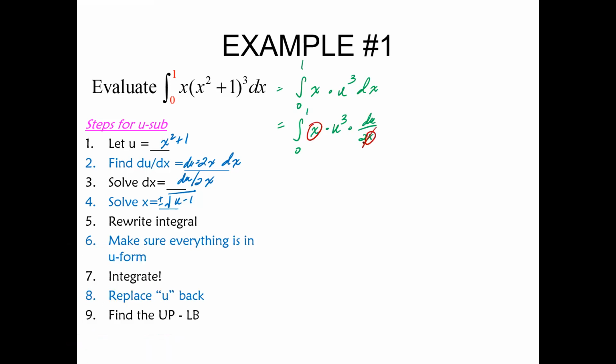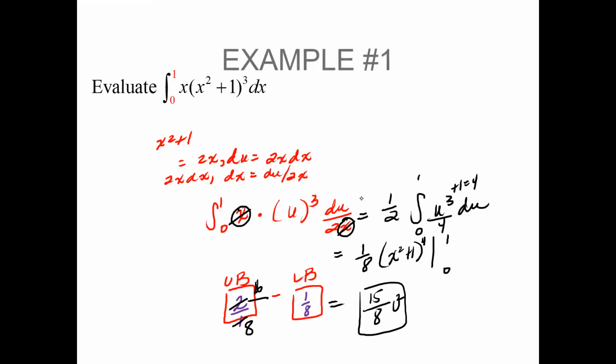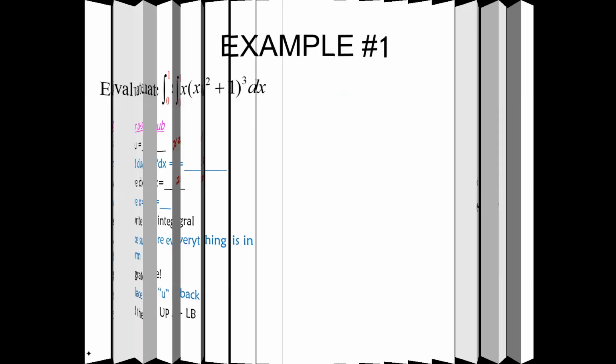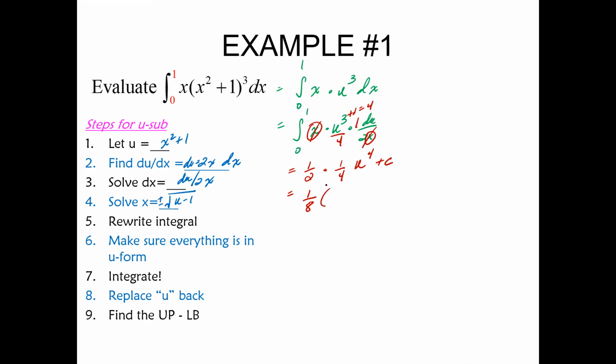And you should notice that your x cancels, your 1 over 2, I could just move it over to the left side. And then if I add the 1, which is going to be a 4, divide the u by a 4. So times 1 over 4, u to the 4th plus c. So that gives me 1 over 8. Replace the u, which is going to be x squared plus 1 to the 4th plus c. Okay, and you want to evaluate this from 0 to 1.